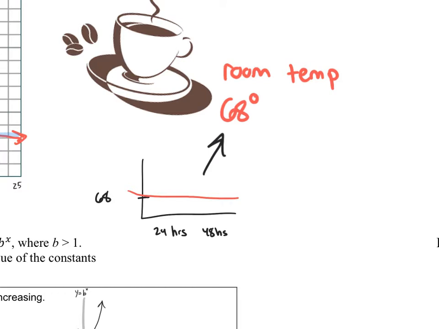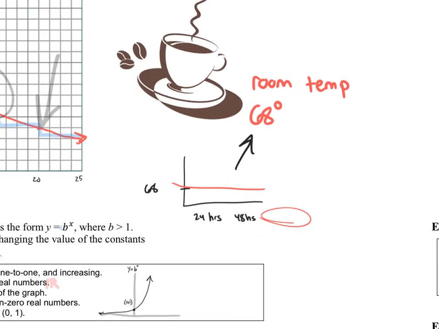But it would never go below 68 degrees because that's just not how things work. If you leave the coffee in the 68-degree room, it'll eventually get to 68 degrees and stop, no matter how long you leave it sitting there. That's an example of an asymptote. It can never cross it because it just wouldn't make any sense.